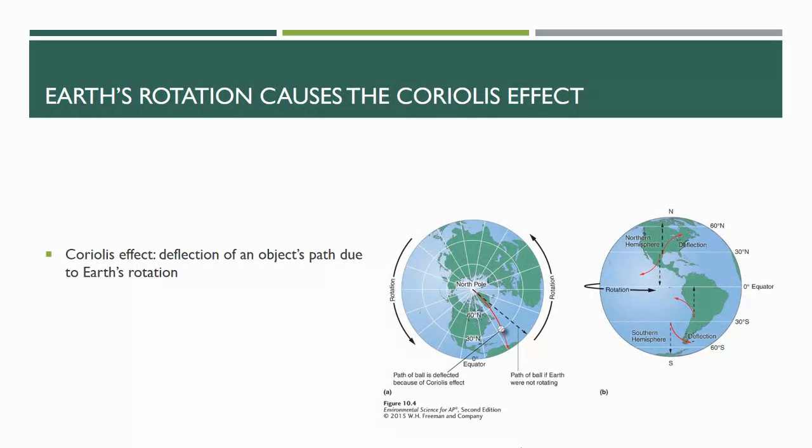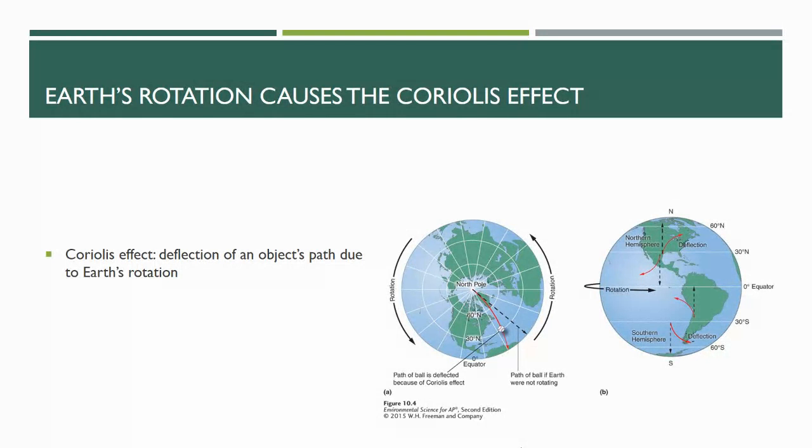Earth's rotation causes the Coriolis effect, which is the deflection of an object's path due to Earth's rotation. So what you can see on diagrams A and B is that the dashed black line is what we would expect to happen if we were throwing an object, for example. But the red path shows the deflection of that object because of Earth's rotation.